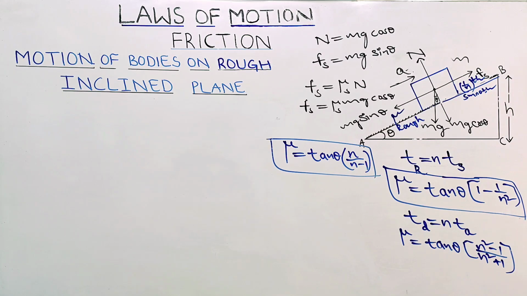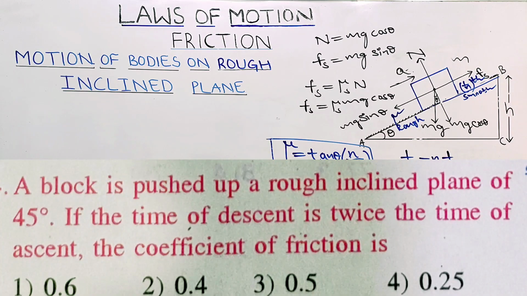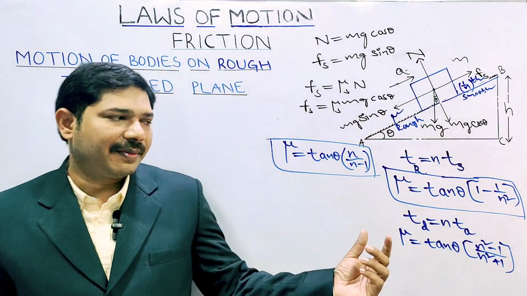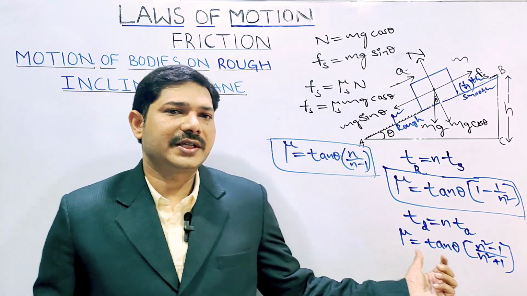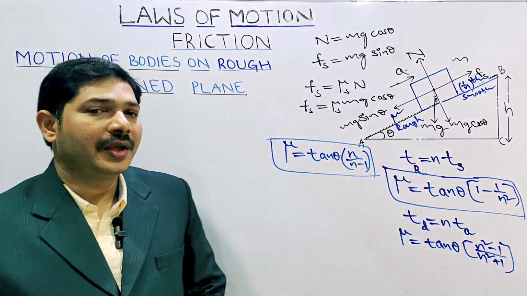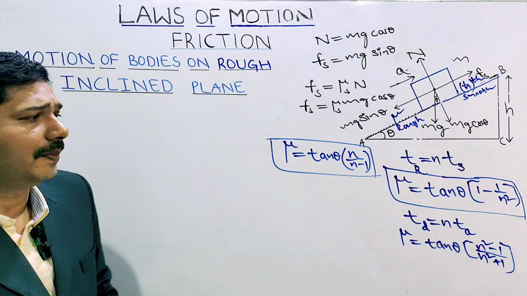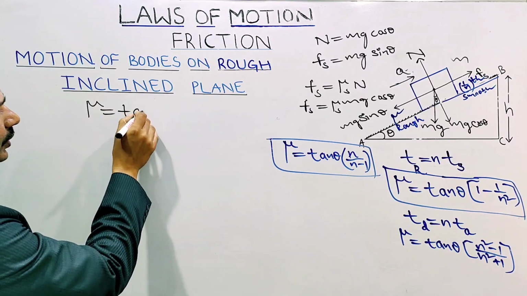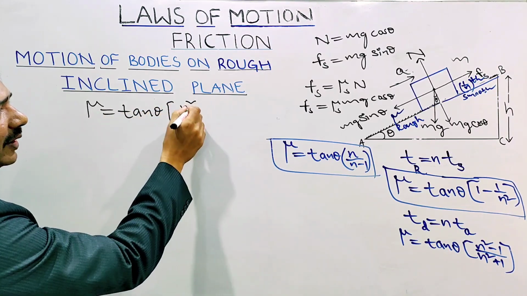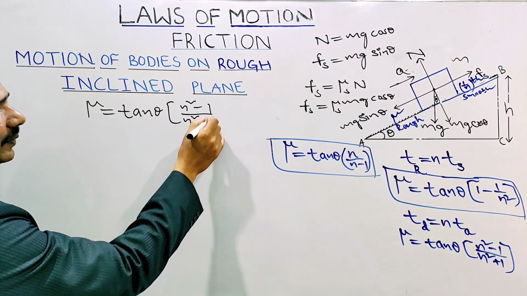A block is pushed up a rough inclined plane of 45 degrees. If the time of descent is twice the time of ascent, the coefficient of friction is? Here what they are saying is that the time of descent is n times the time of ascent on a rough inclined plane. In that case, mu equal to tan theta into (n square minus 1) by (n square plus 1).